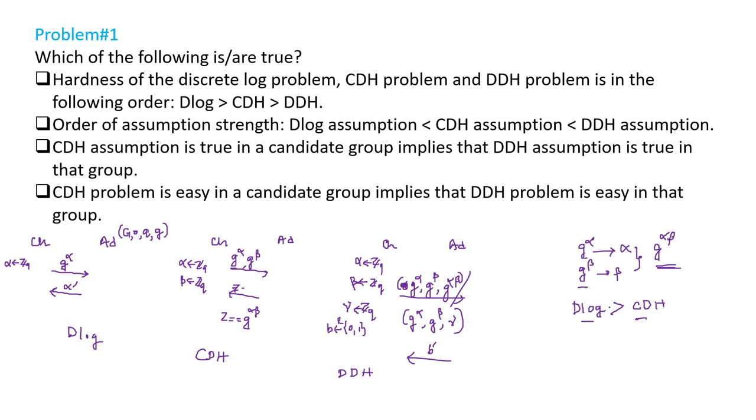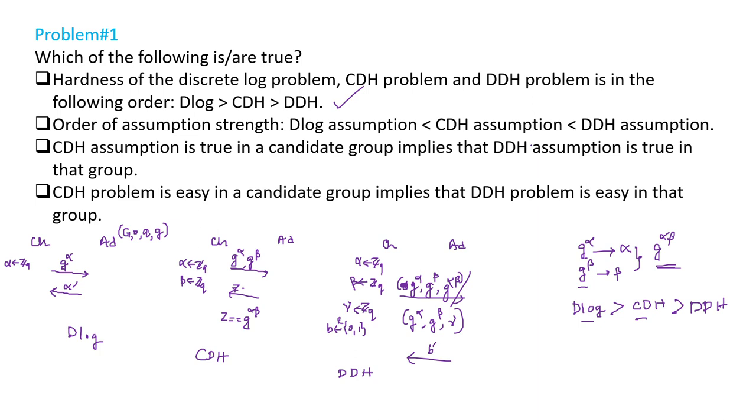So the discrete log problem is a harder problem than the computational Diffie-Hellman problem, and the computational Diffie-Hellman problem is a harder problem than the DDH problem. So this statement is correct. Okay, the first statement is correct, but the second statement is also correct.